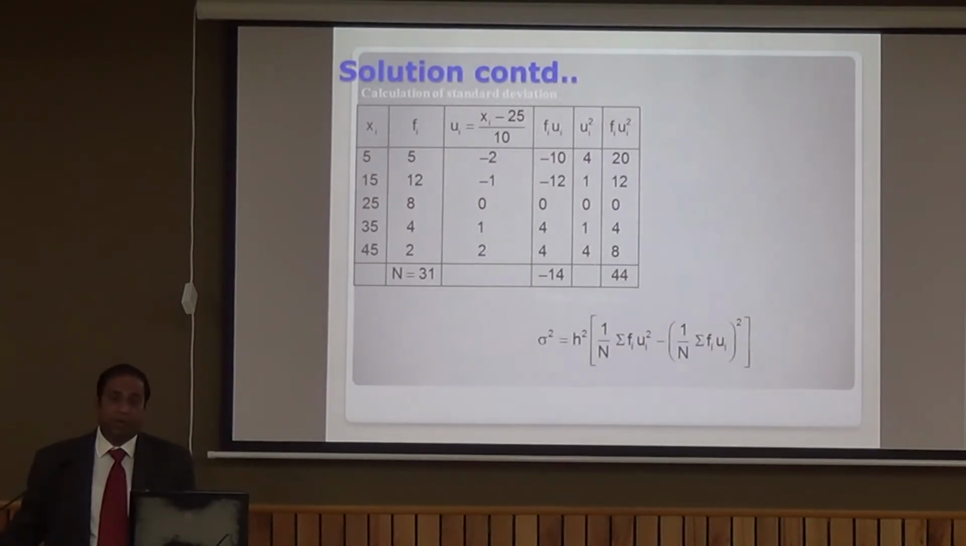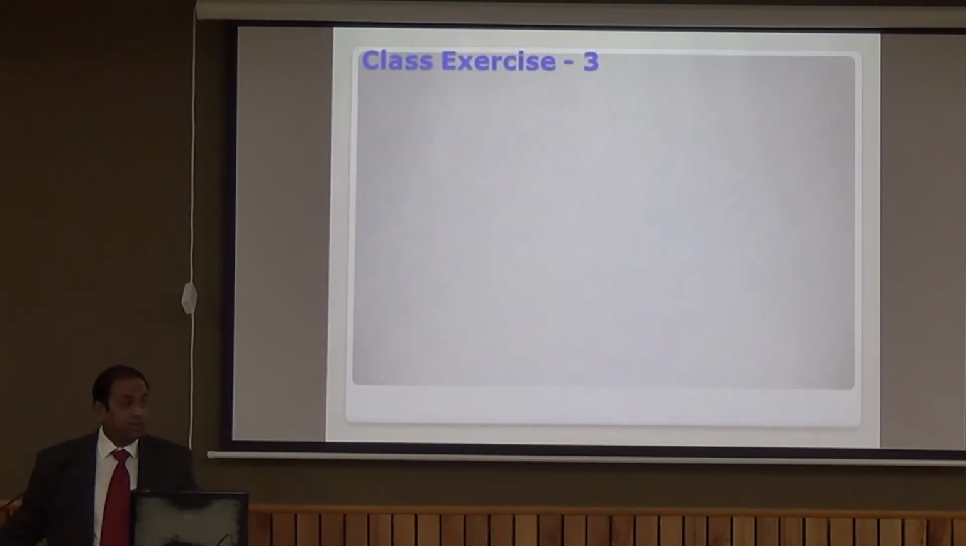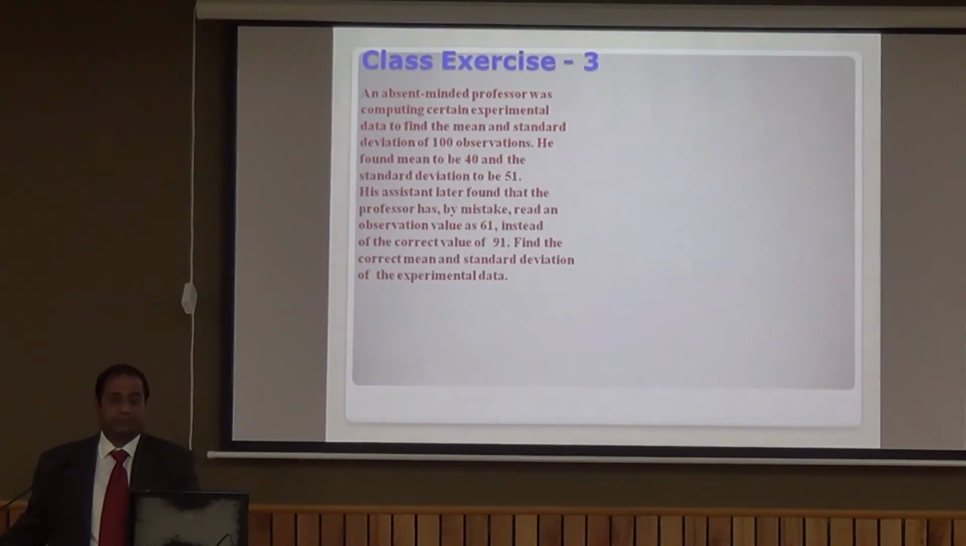And then we apply the formula to calculate the variance, that is summation of fi into ui square divided by capital N minus (summation fi ui upon N) whole square, and the whole bracket is multiplied by h square. So we get the value 100 multiplied by (44 upon 31 minus (minus 14 upon 31) whole square), and this way we get the variance 121.45. And then if we calculate the square root of this, we get the standard deviation.